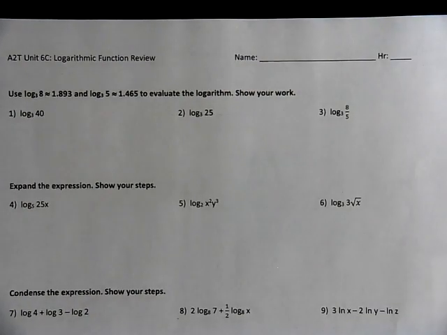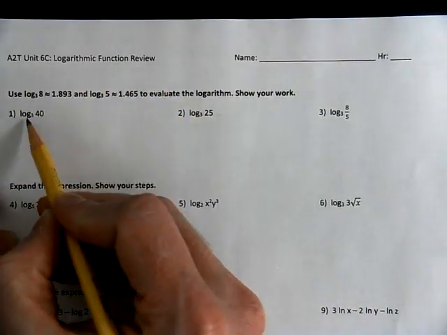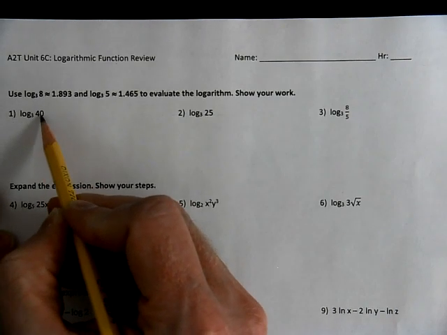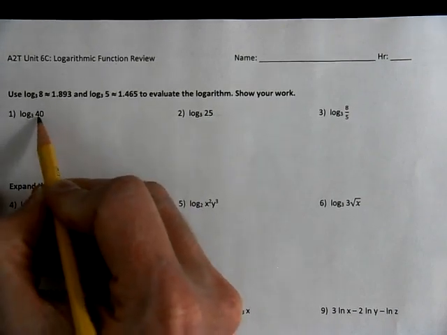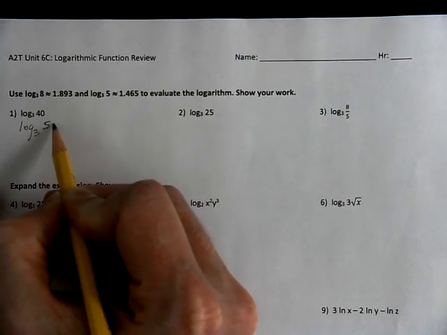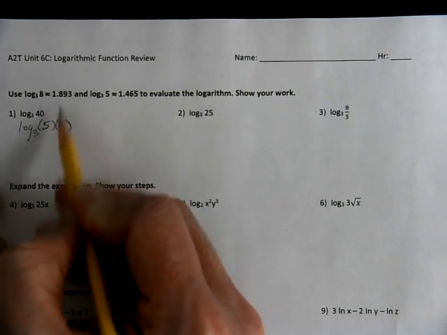This is Algebra 2 with Trig, working on Unit 6C, primarily solving logarithms. This is our review. We're looking at really the properties of logarithms, and we're going to break the 40 up into log base 3 of 5 times log base 3 of 8.